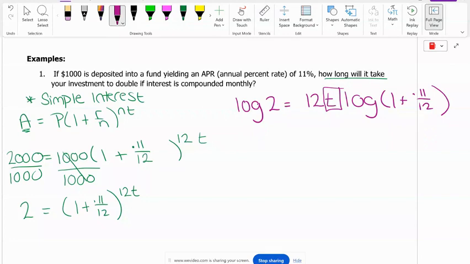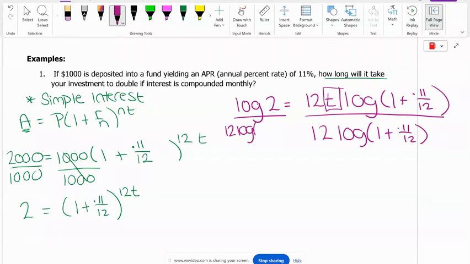Do we all agree we're solving for t? And do we also agree that it's multiplication between each of them? So it's 12 times t times the log of that whole quantity? Yes. So if it's multiplication between them, can I just divide it? So I'm going to divide by 12 log of 1 plus 0.11 over 12 on both sides. So this is what we're entering into our calculator.